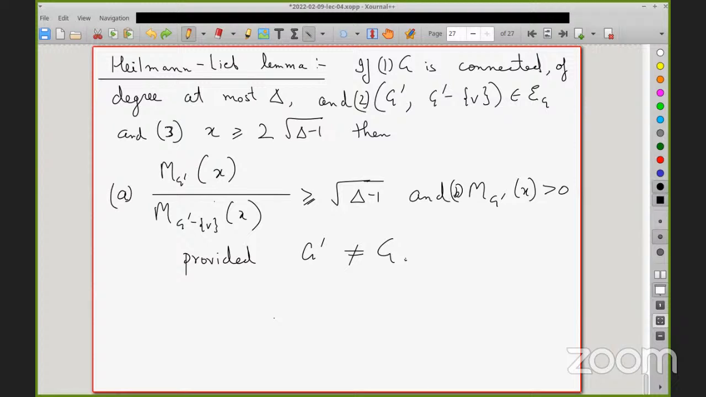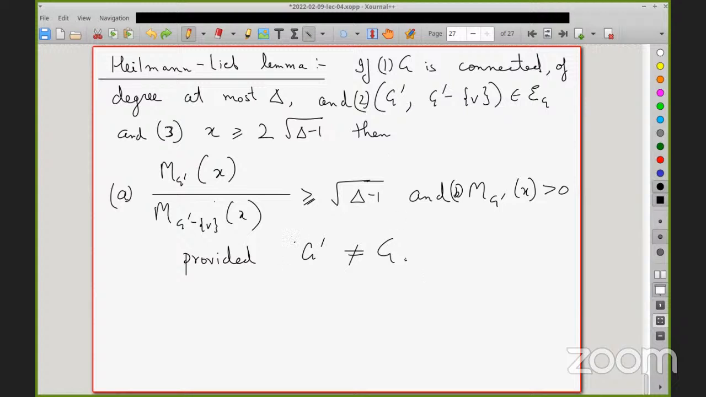Then for G, once you have this for all of these things, you might get something slightly worse, because now you have delta terms. So you will not get root delta minus 1, but the positivity we will still have. We will have this for all G prime that are not equal to G, and then we will apply it to G. So we get some weaker ratio requirement on G, but the positivity is what we care about, and that we get.